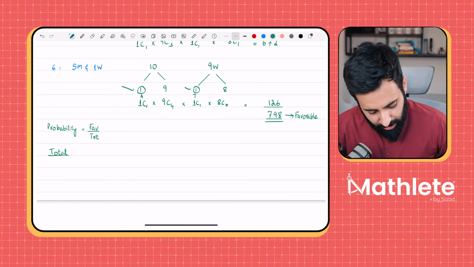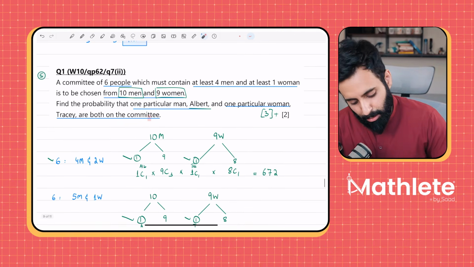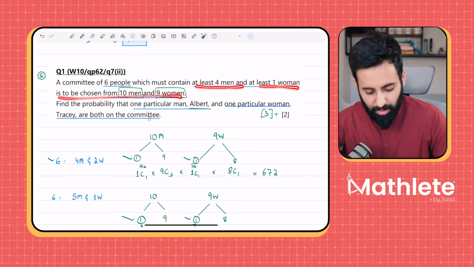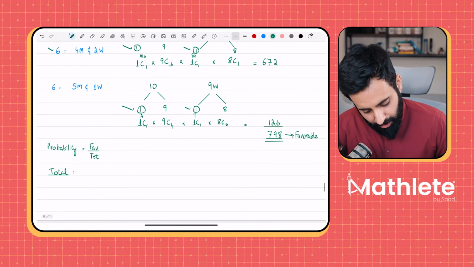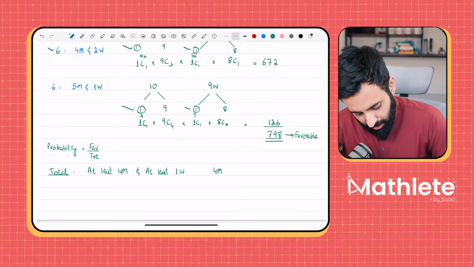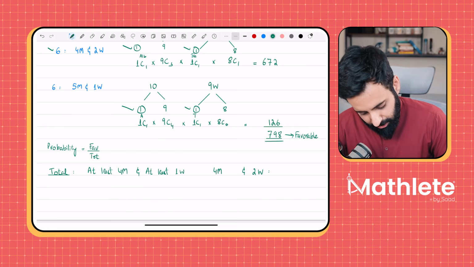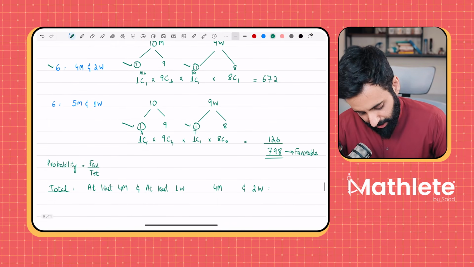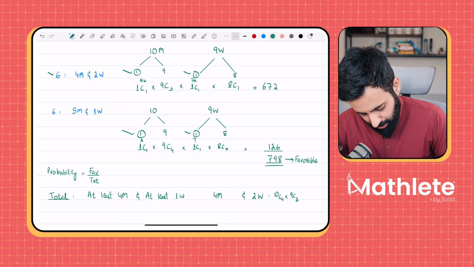As far as the total outcomes are concerned, we don't care who's being selected. In the total number of outcomes, we only have to make sure that the main condition, which is at least 4 men and at least 1 woman, is taken care of. So let's go back. We already know that can be 4 men and 2 women. That's possible. And how do you make sure that you have 4 men and 2 women? That would be the total number of men, which happen to be 10, from which you're only supposed to select 4, and the total number of women, which happen to be 9, from which you're only supposed to select 2. So that's one way.